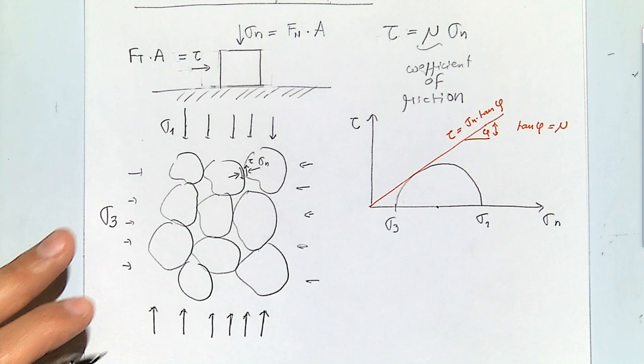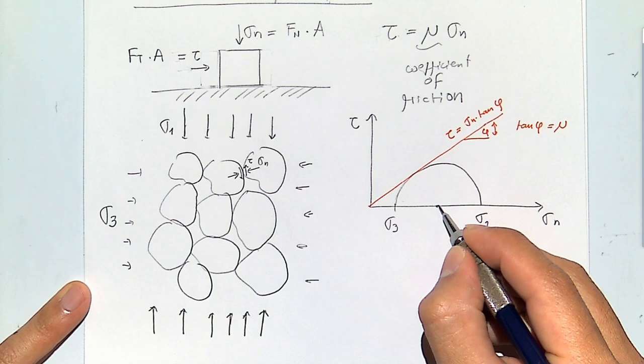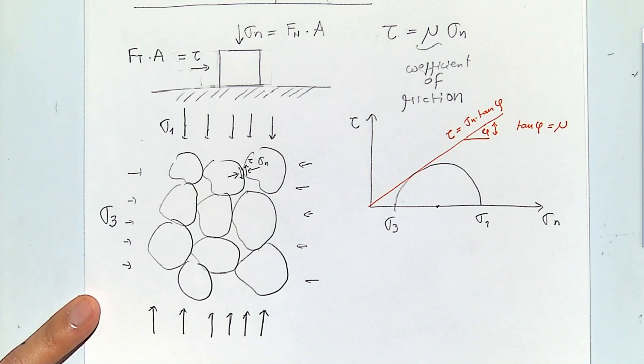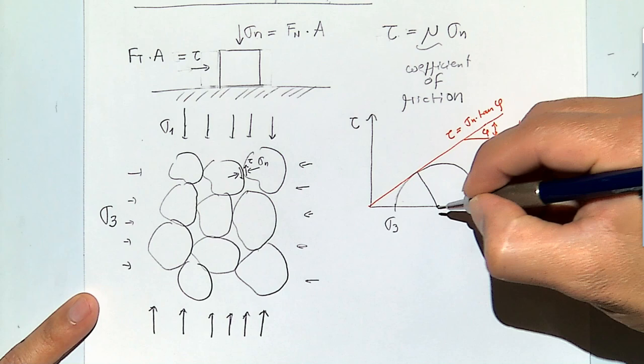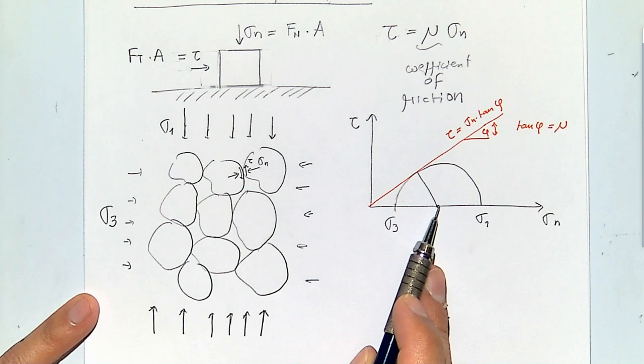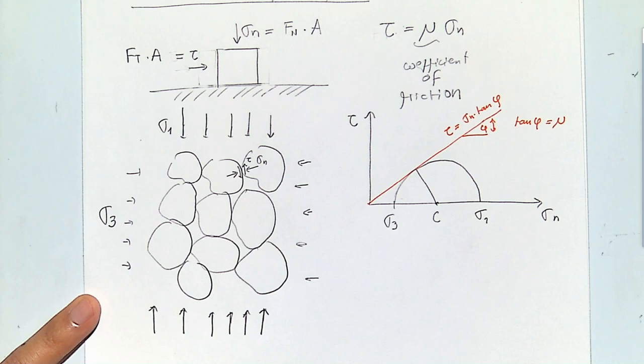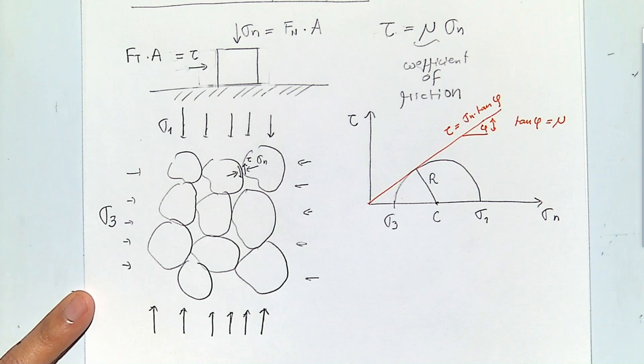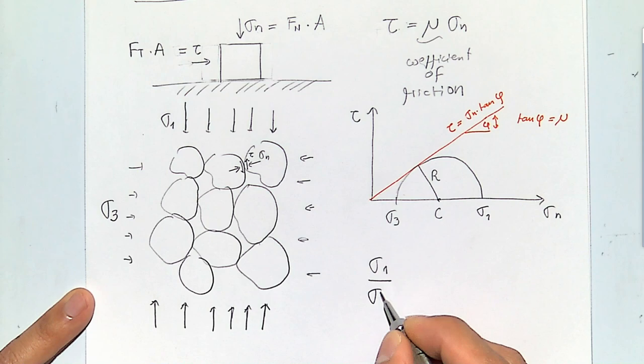And that's that angle. Let's look at the center of the Mohr circle. We say that this circle will be tangent to that line. That's the point at which I get failure or yield. So a line perpendicular to that line is going to go through the center of the circle. Let's call the center of the circle C and the radius of the circle R. What I'd like to know is, what is sigma 1 divided by sigma 3? What is the maximum value of sigma 1 given a value of sigma 3?